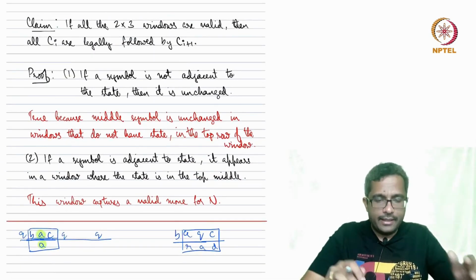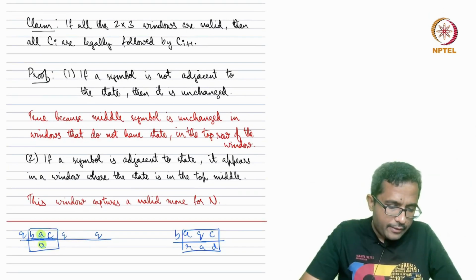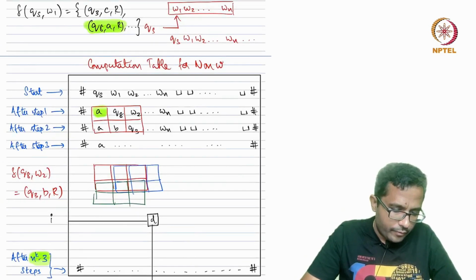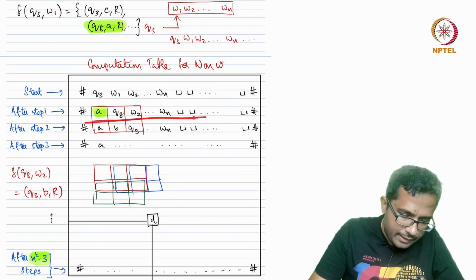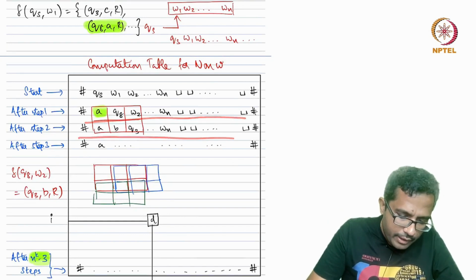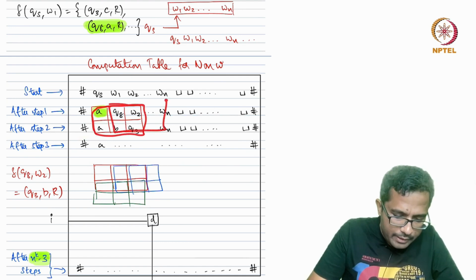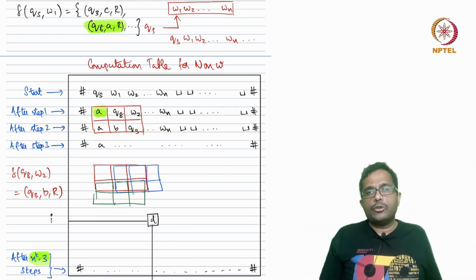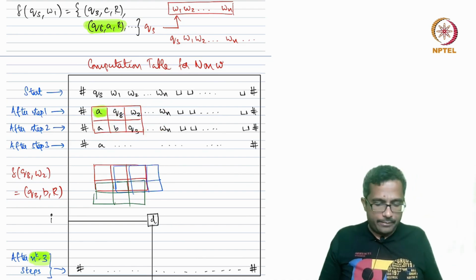And one key thing in the proof is that we noticed, instead of checking whether each configuration is a valid successor of the previous one, it was enough to check the validity of all the 2x3 windows. We can basically cover the entire table with the 2x3 windows and check the validity of them.